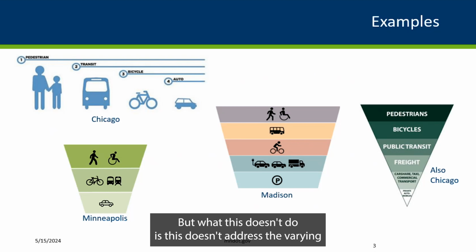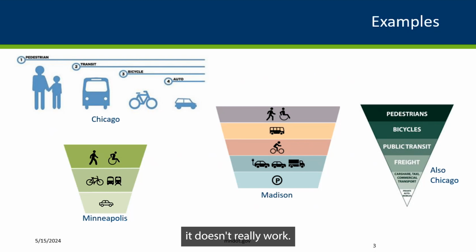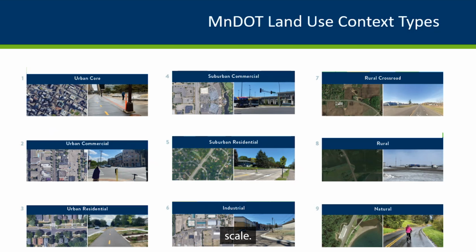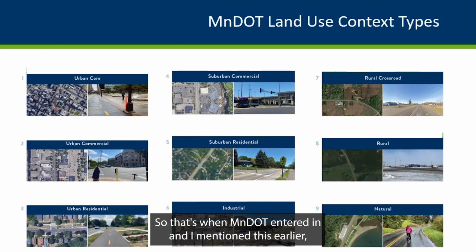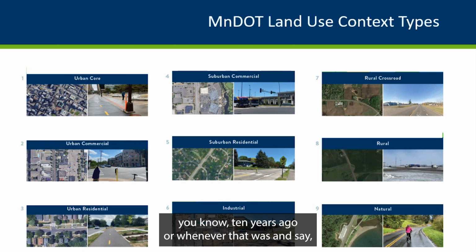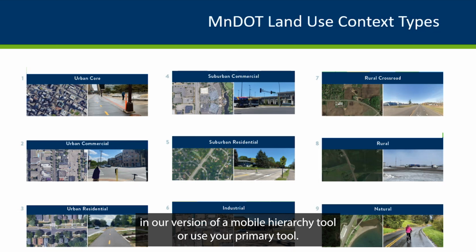But this doesn't address the varying context types, our 9 land use context categories. This might work in an urban area, but it doesn't really work at a statewide scale. So that's when MnDOT entered in, as I mentioned earlier, with their MnDOT land use context types tech memo, 10 years ago or whenever that was. They said, okay, we've got these 9 land use context types that we want to incorporate in our version of a modal hierarchy tool or user priority tool.